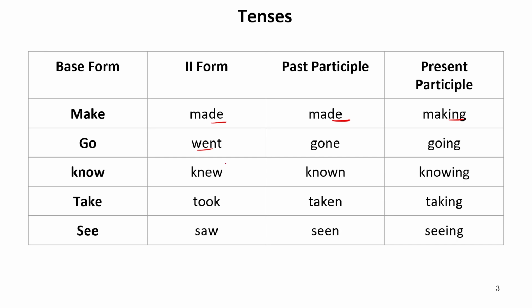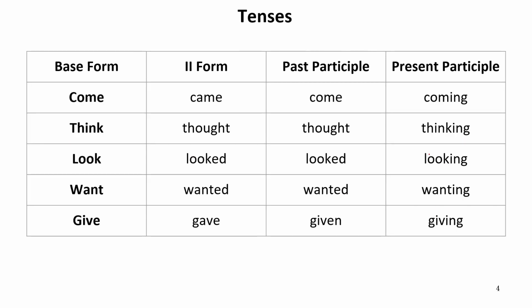Go, went, gone. Now this is somewhere different. So go, went, gone. Know, knew, known. Take, took, taken. See, saw, seen. And then this is just ing: seeing, taking, knowing, going, etc. Come, came, come. Now third form is again come. Then coming is ing. Think, thought, then thinking. Look, looked, and looking. Want, wanted, wanting.